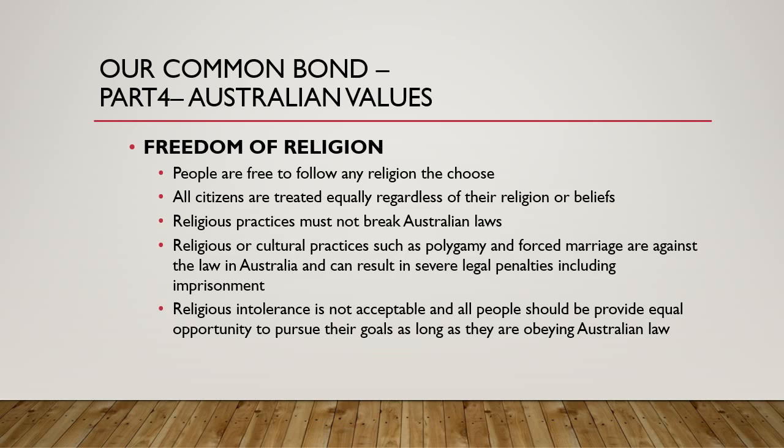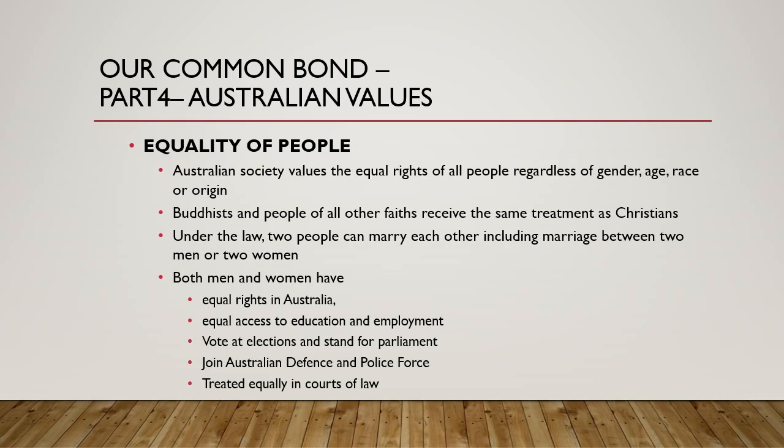Religious intolerance is not acceptable, and all people should be provided equal opportunity to pursue their goals as long as they are obeying Australian law. Then comes the equality of people. Australian society values the equal rights of all people, regardless of gender, age, race, or origin. Buddhists and people of all other faiths receive the same treatment as Christians. Under the law, two people can marry each other, including marriage between two men or two women.